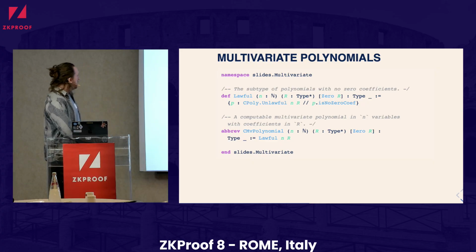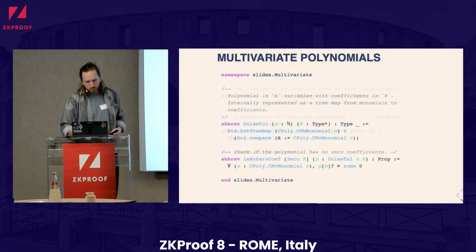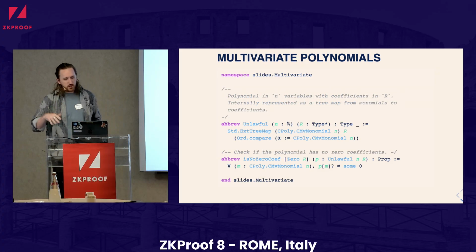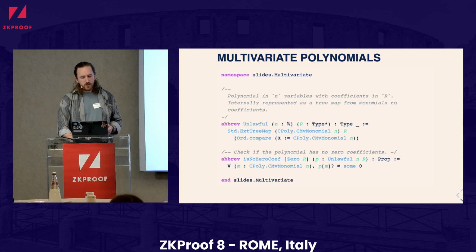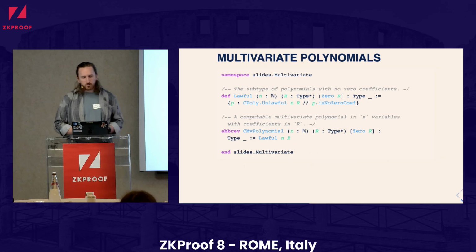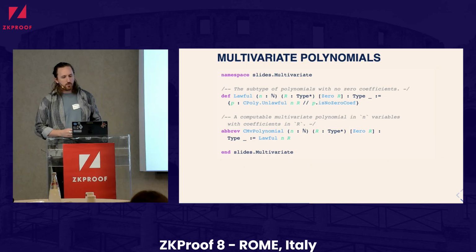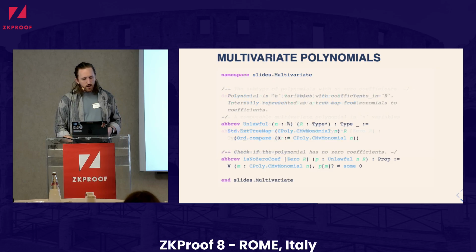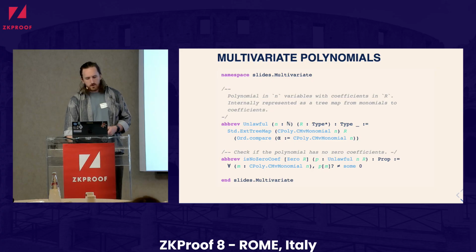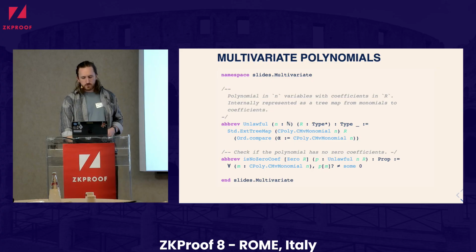and this lawful definition is, I guess I put it the other way around. Similar to the univariate case, there's an unlawful version which has zero coefficients, and then we quotient by the trimming operation to get multivariate polynomials. And then there's also multilinear, which is a tree map from monomials to coefficients as well.